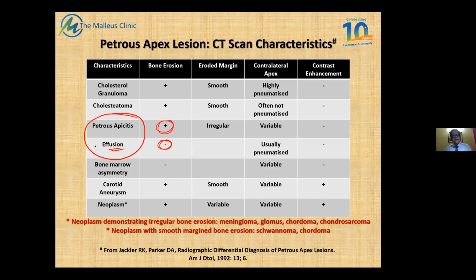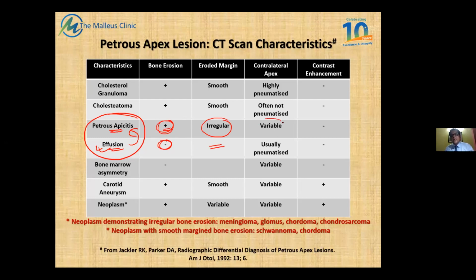The patient can first have a petrous apex effusion, which in turn might get infected and lead to a petrous apicitis. So the moment it turns into a petrous apicitis, its chances of bone erosion increase. Obviously, there is irregular erosion of margin, but an effusion will not cause erosion. On the contrary, if it is an effusion, the trabeculations will be maintained. Remember, the trabeculations will be maintained.